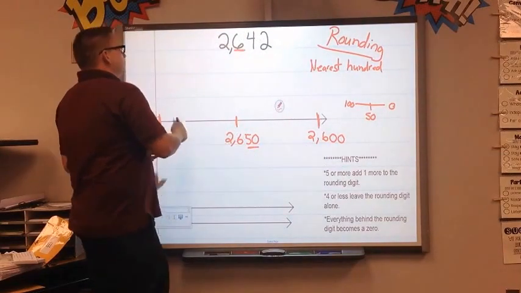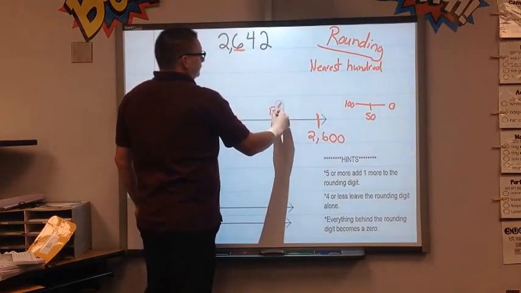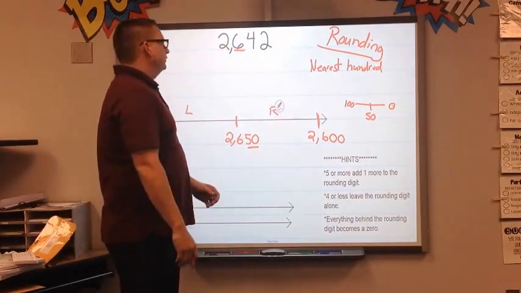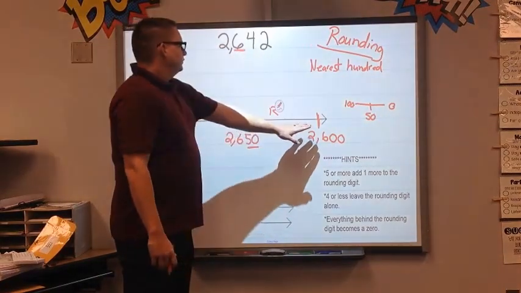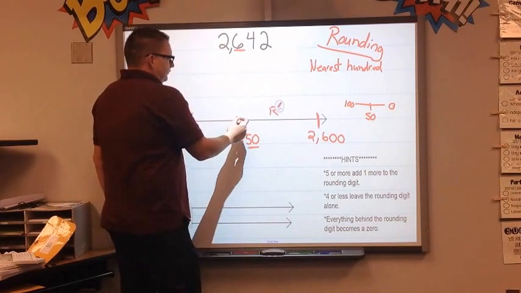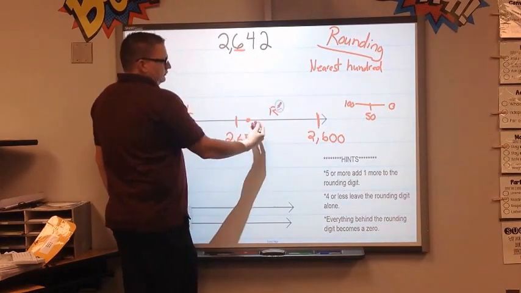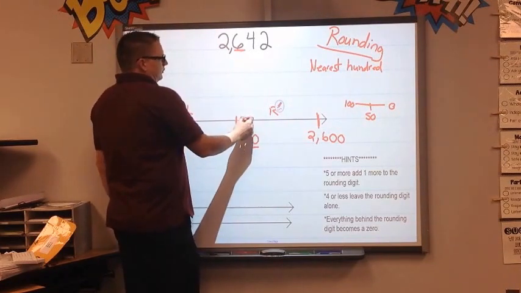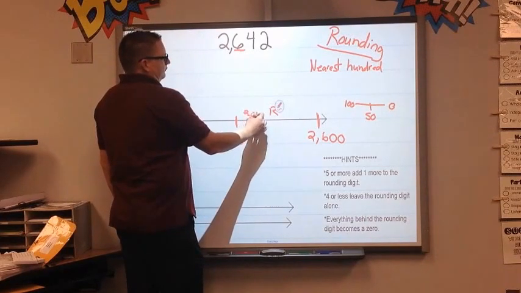So now I need to decide this number. Does it go on the left side somewhere over here, or does it go on the right side somewhere over here? Okay, once you get to this point, it's probably pretty easy to tell. 2,642, it's going to go somewhere over here. It's actually going to be pretty close to 2,650, right? Because the 42 is before the 50 over here, okay? So this number is going to go right around here. It goes somewhere over here.